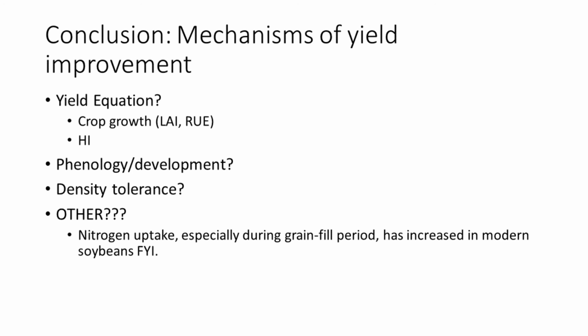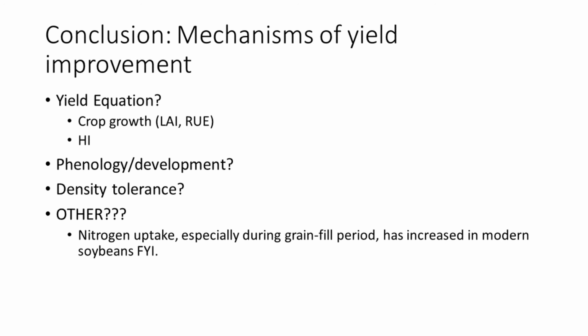And so, in conclusion, what is most likely happening is that newer soybean varieties have a much higher harvest index, and maybe there's something going on with total biomass accumulation, total crop growth, but no difference in phenology or density tolerance. So again, for the purposes of this class, you could say we're only talking about three mechanisms of yield improvement, three possible pathways, but in reality, there are many other ones.